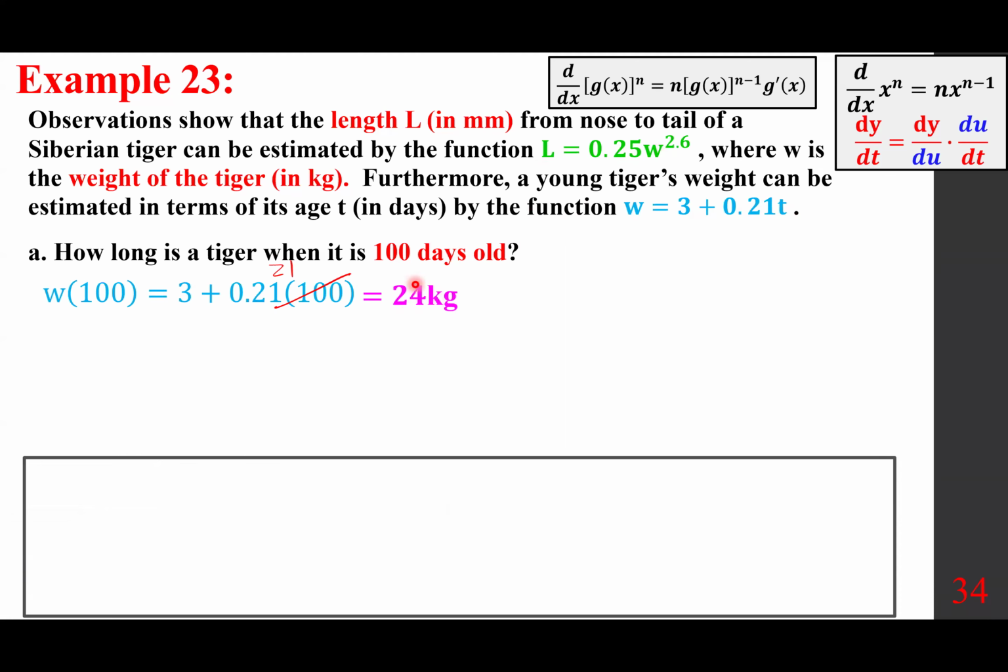Now that we have the weight, length is a function of weight. So replace the W with 24, and that gives you the length. So 0.25 times 24 to the power of 2.6, you put this into a calculator, raise it to the power of 2.6, and then times 0.25, and it gives you 969.369 millimeters. As far as the number of decimals, you always pay attention to what they ask you. This is close to 1,000 millimeters.